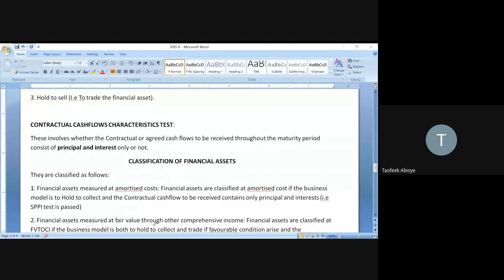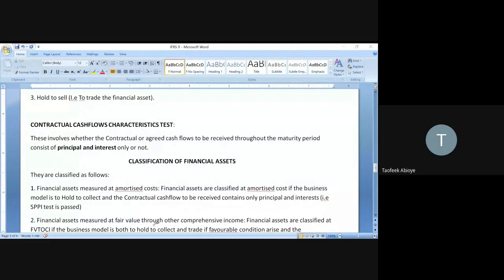So what we are saying here is this contractual cash flow characteristic. What it is saying is that, does the contract consist of principal and interest only or not? Now, what they are saying in essence is that there are some financial assets that will fail this test. There are two tests. Number one, business model test. That one is simple. It is the intention with which you are buying that financial asset. But number two, there are some financial assets that will fail it.